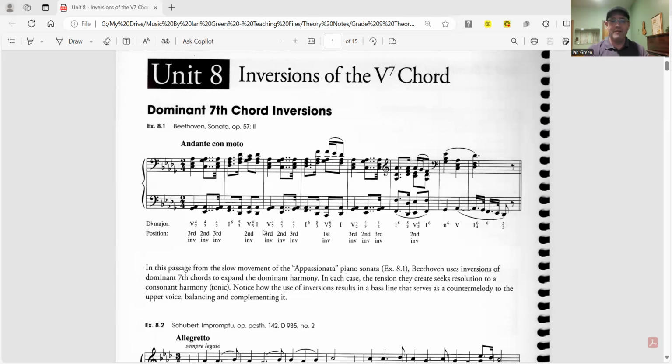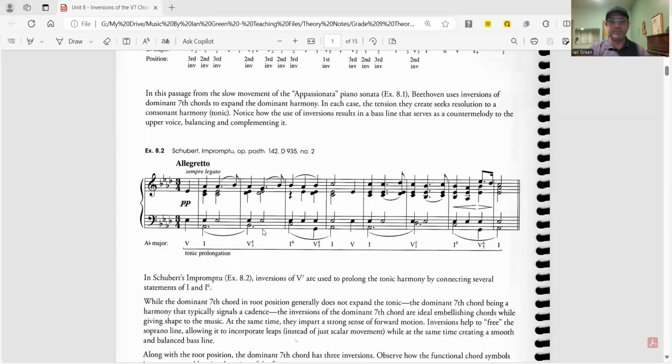Now, when we create inversions of chords, we have different Roman numerals plus Arabic numerals added together. When we have the dominant seventh chord in first inversion, we have a 6/5 included, a 6 meaning an interval of a sixth above the bass note, and a 5 meaning a fifth above the bass note.